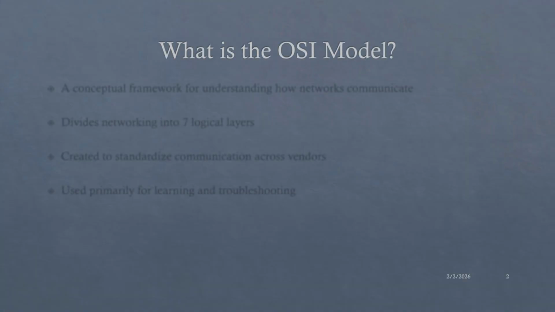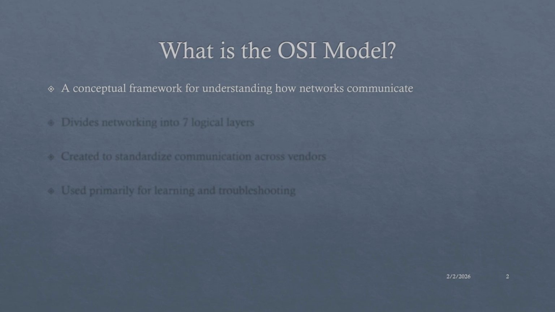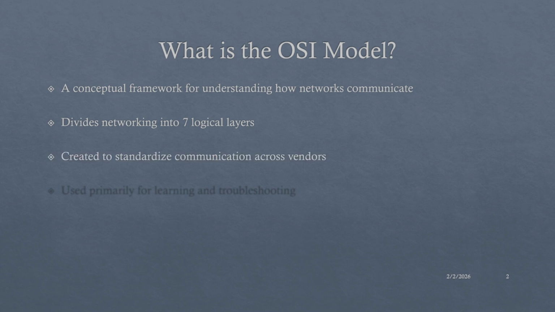So what is the OSI model? It's essentially a framework that lets us visualize how networks communicate. It does that by dividing a network into 7 logical layers, and it was created to help standardize communication across different vendors. Now, primarily, we're going to use the OSI model to try and help us learn and troubleshoot issues.